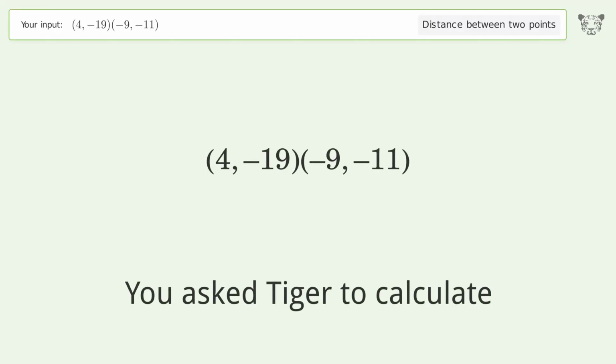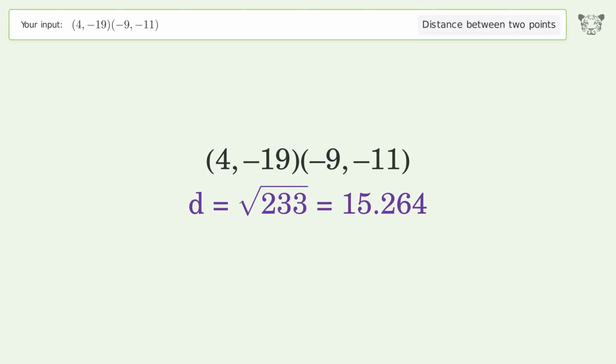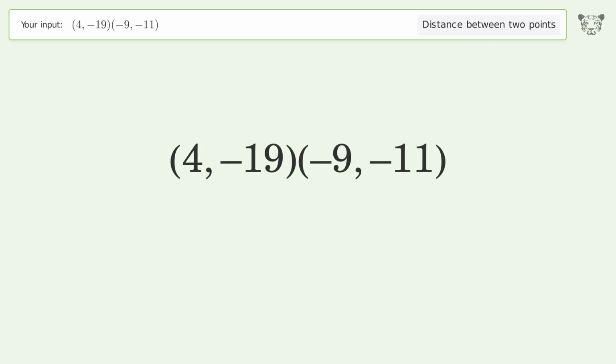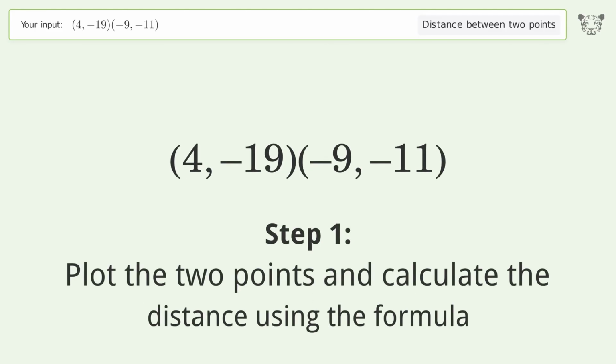You ask Tiger to calculate. This deals with the distance between 2 points. The distance between the 2 points is the square root of 233, or 15.264. Let's solve it step by step. Plot the 2 points and calculate the distance using the formula.